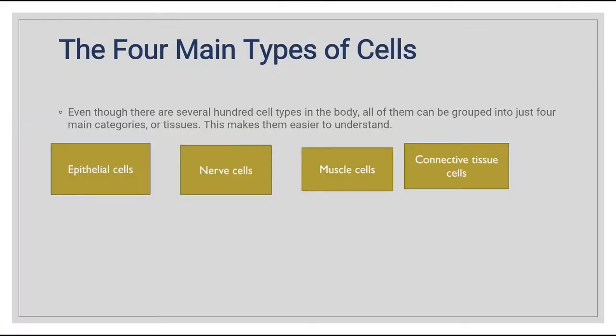Now there are four main types of cells. Even though there are several hundred cell types in the body, all of them can be grouped into just four main categories or tissues. This makes them easier to understand. First, epithelial cells or the skin cells. Secondly, nerve cells, third, muscle cells, and the fourth one is the connective tissue cells.